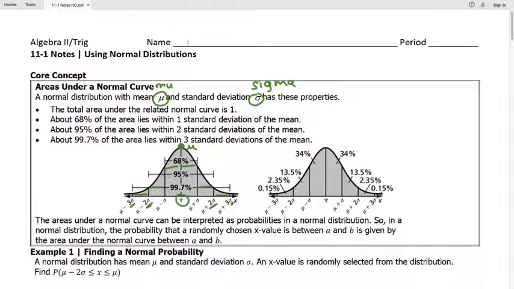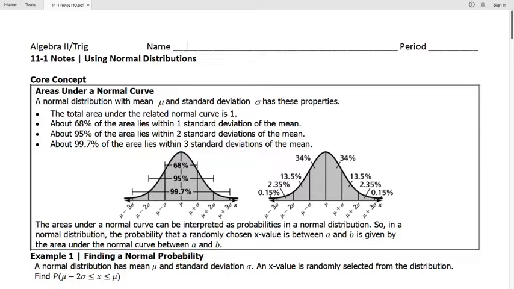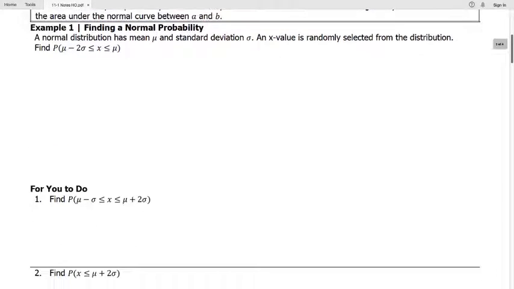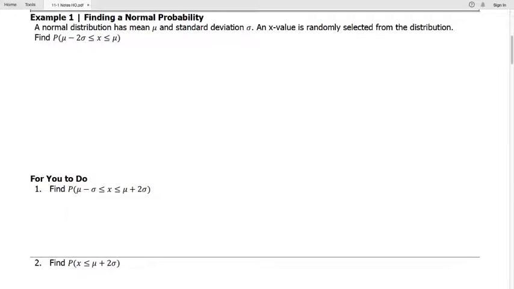All right, here's what we're going to do today. We want to find a normal probability. First example here. A normal distribution has a mean mu and a standard deviation sigma. An x value is randomly selected from this distribution. We want to find the probability that x is between mu minus 2 sigma and mu.